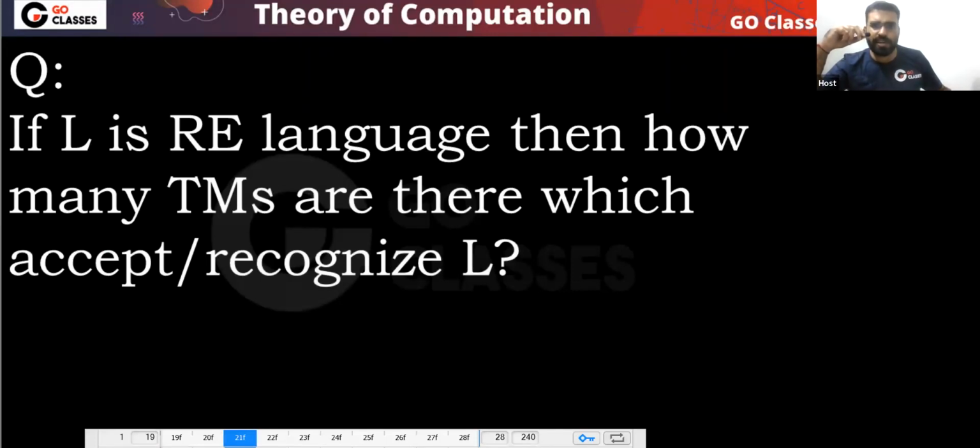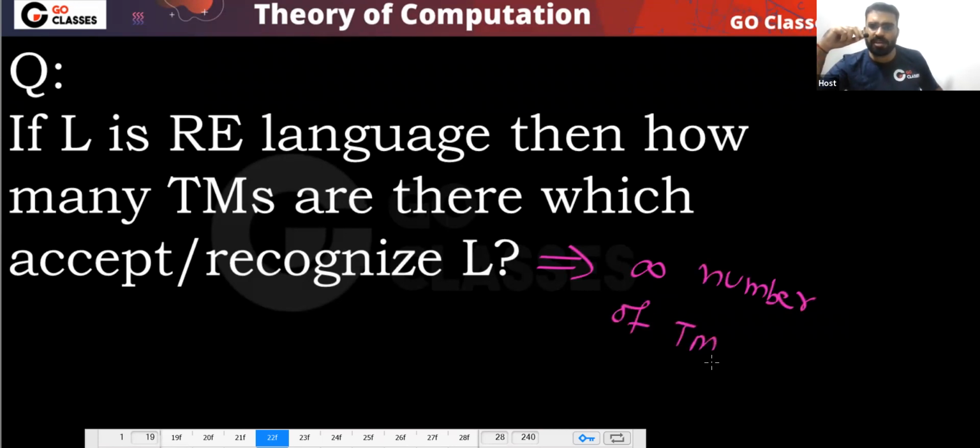There are infinitely many Turing machines. You can create an infinite number of Turing machines. You can keep creating them, for example by adding unreachable states.